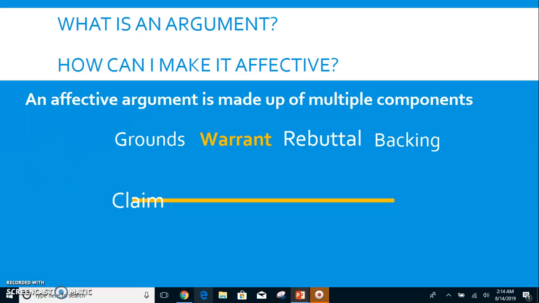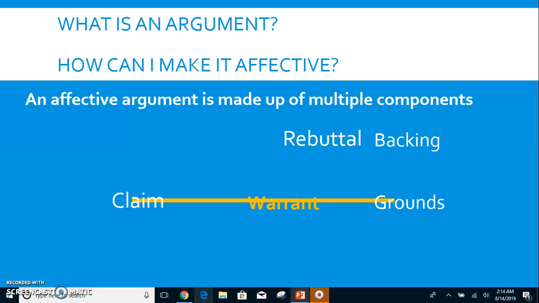So the claim is said first, and it is connected to your data, your statistics, your grounds, okay? That yellow line that connects them, that's the warrant. There has to be a clear connection between the two, or else you just have a random claim and some random data. And people will forget about the warrant all the time.